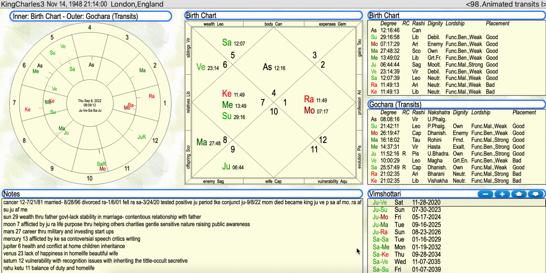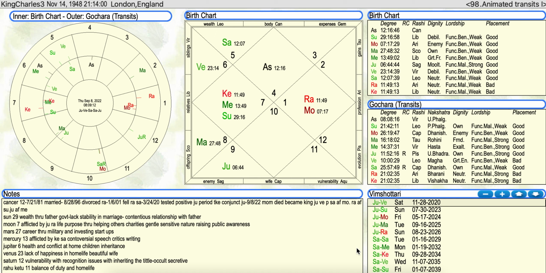And then we have Venus. It's at 23 degrees. It's weak because its dispositor Mercury is weak. It can't be any stronger than its landlord, basically, sitting in the third house, ruled by Mercury. And so, because it's weak, it gives a little bit of a lack of happiness in the home life, but a beautiful wife as well.